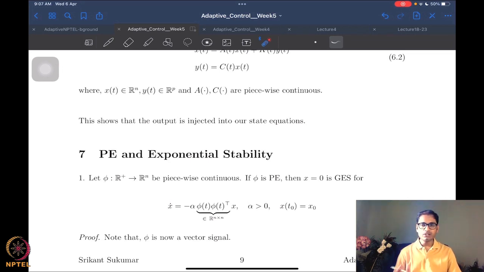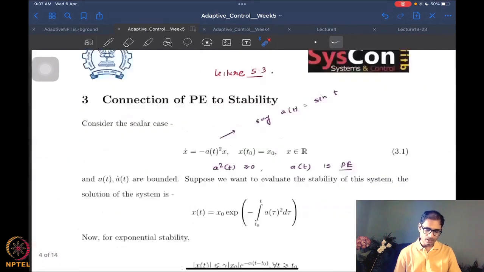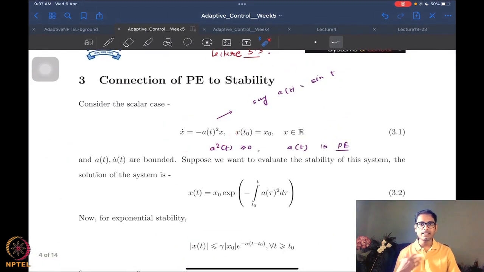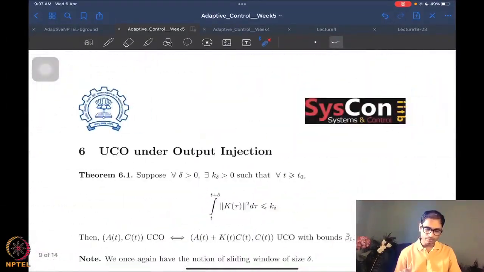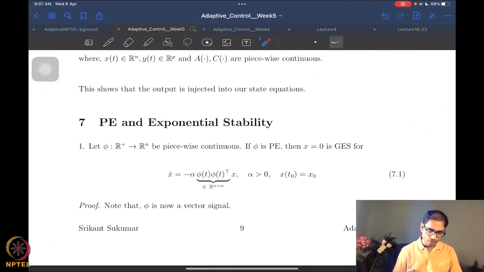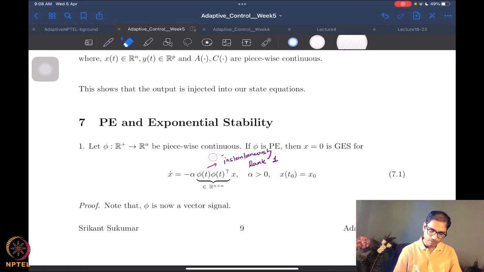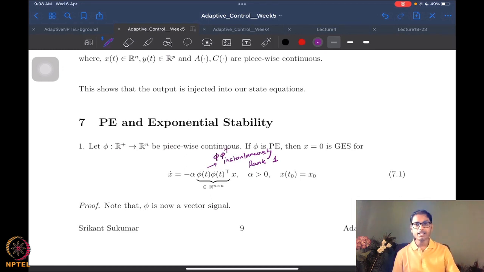All right. So the first thing to notice is that equation 7.1 is not too different from the scalar example. Here we had just a minus a squared because it was a scalar, but now we are looking at minus alpha phi phi transpose, just because it's a vector case. Of course you notice that phi phi transpose is an n by n matrix now, and also that instantaneously it's at most rank 1.